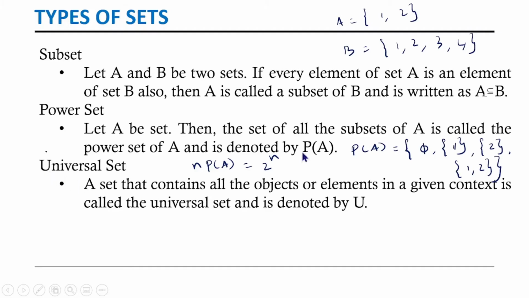Then the next one is universal set. A set that contains all the objects or elements in a given context is called the universal set and is denoted by U. Now say for example, if we have the set A, the set of odd natural numbers, and the set B, the set of even natural numbers, then the set U, the universal set, is the set of natural numbers. So it is a set that contains all the objects or elements in a given context.